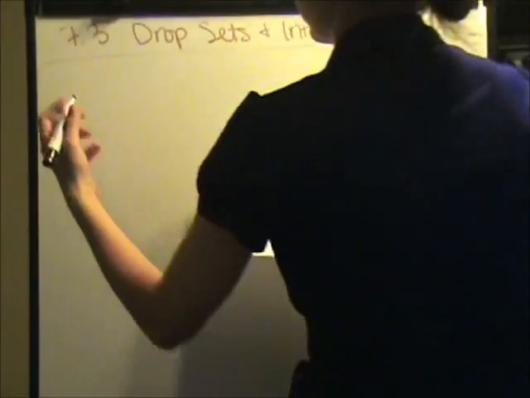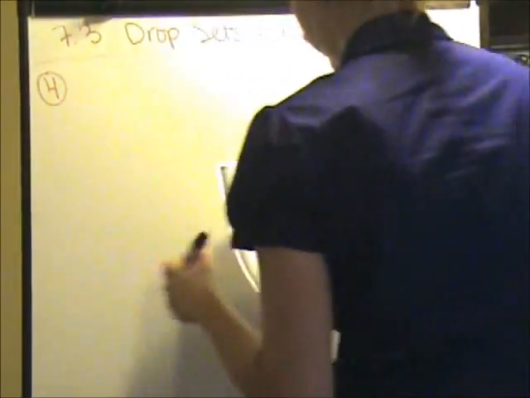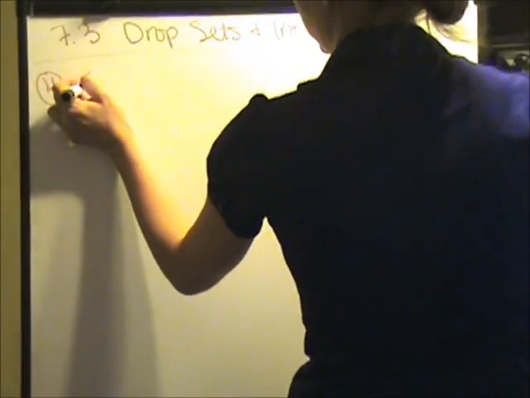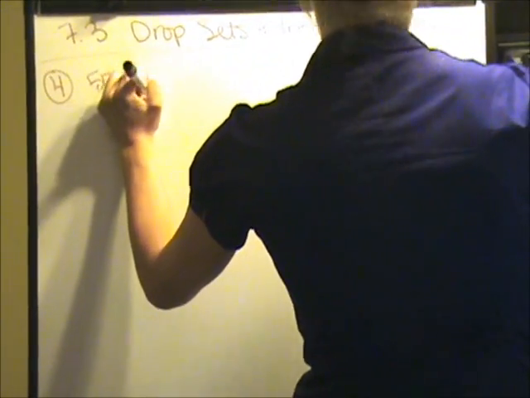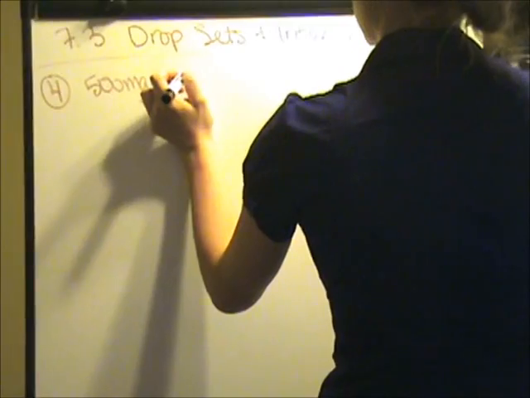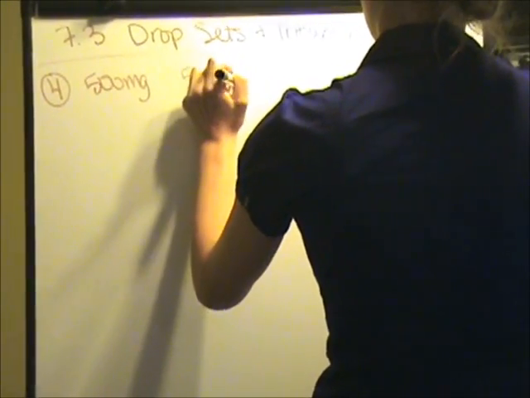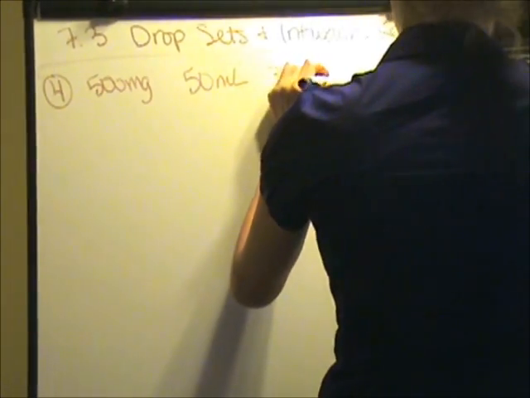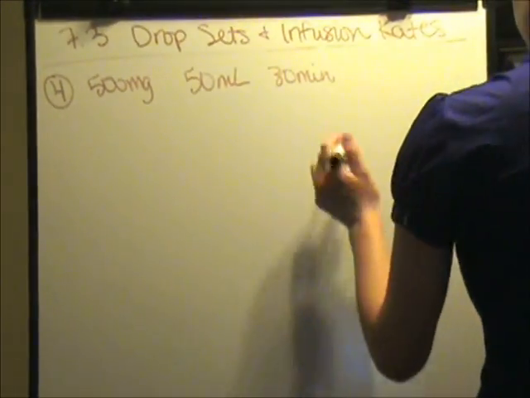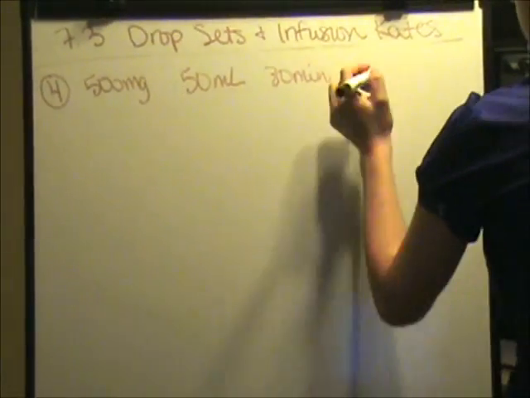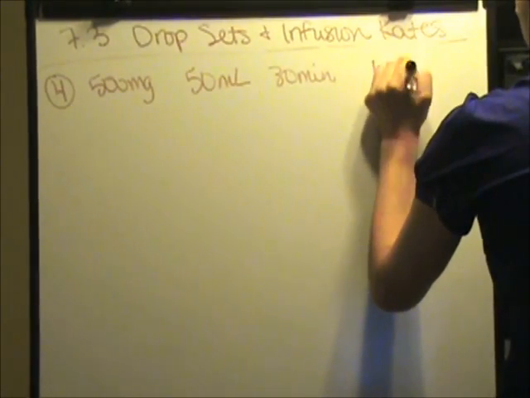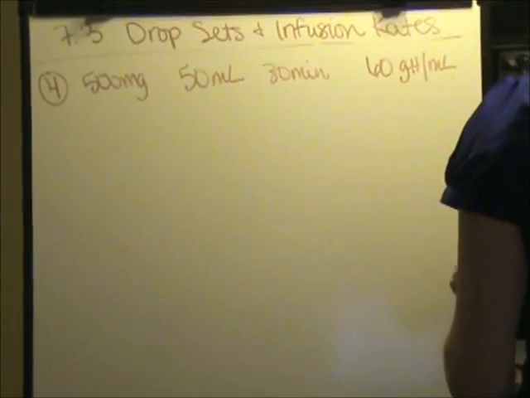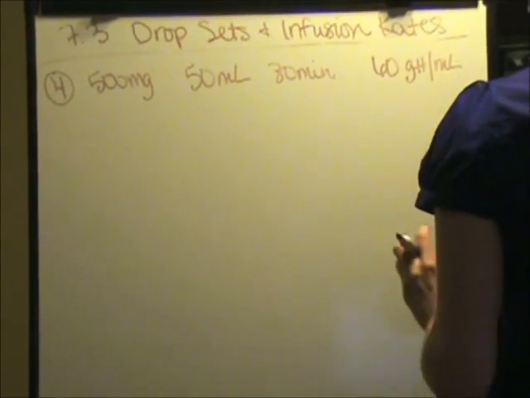Okay, let's look at number 4. A nurse will be administering 500 milligrams of medication and 50 mLs over 30 minutes using a mini drip set. And remember, we said a mini drip set is 60 drops per milliliter. What is the flow rate in drops per minute?